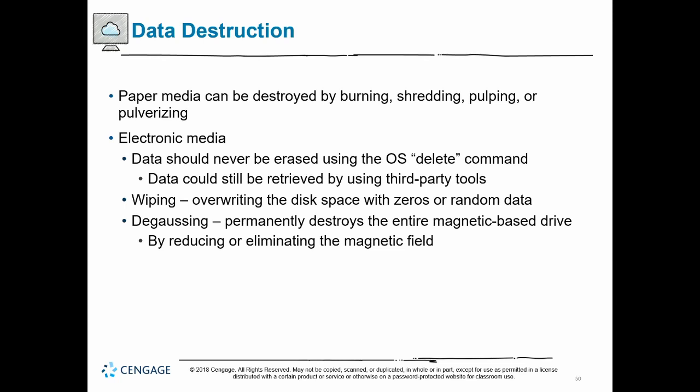Wiping, overwriting the disk space with zeros or random data can be used, or degaussing is the most effective way. It permanently destroys the entire magnetic base of the drive by reducing or eliminating the magnetic field, for data destruction. But ensure you have a data retention policy so you're not accidentally deleting everything.